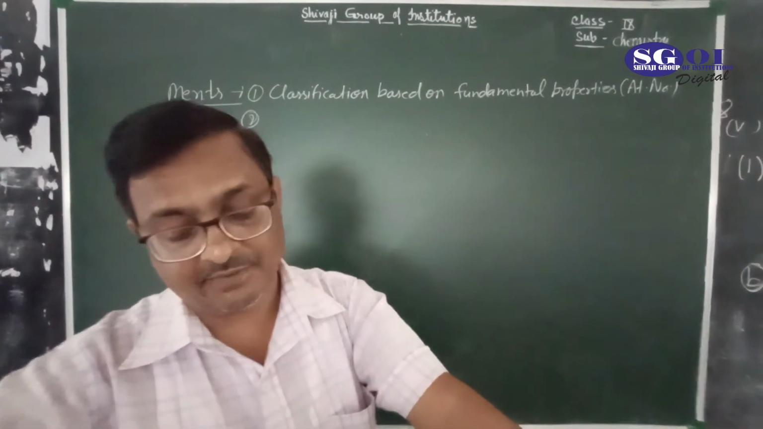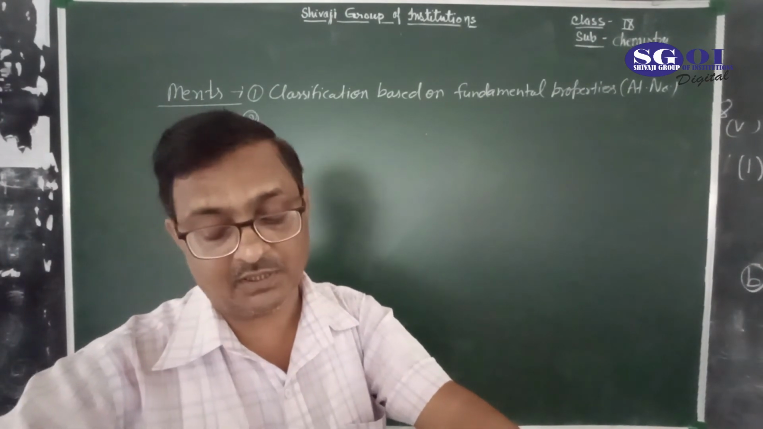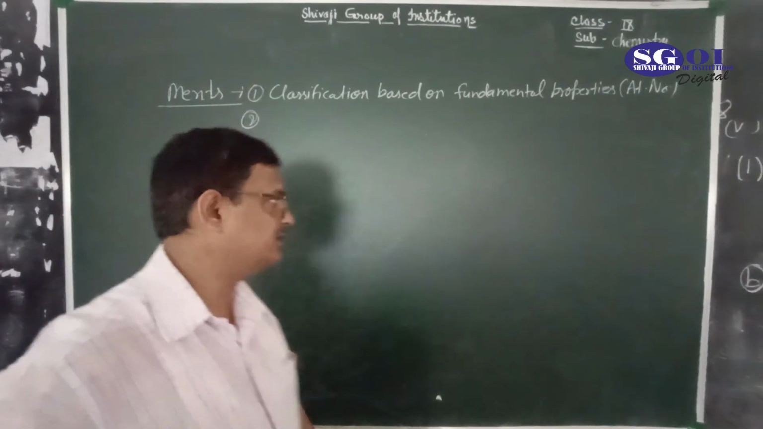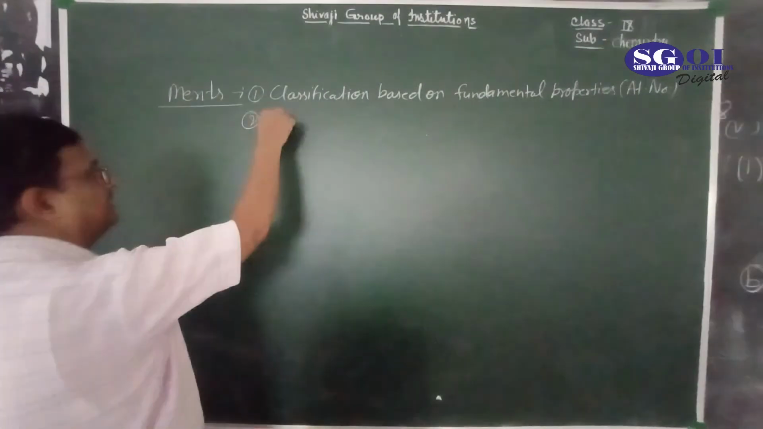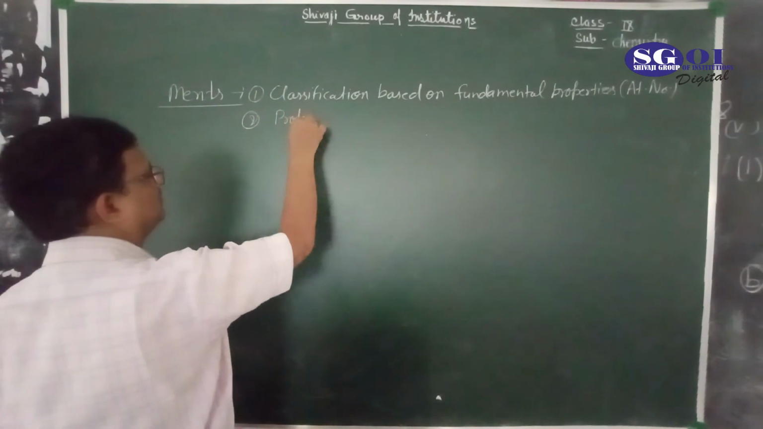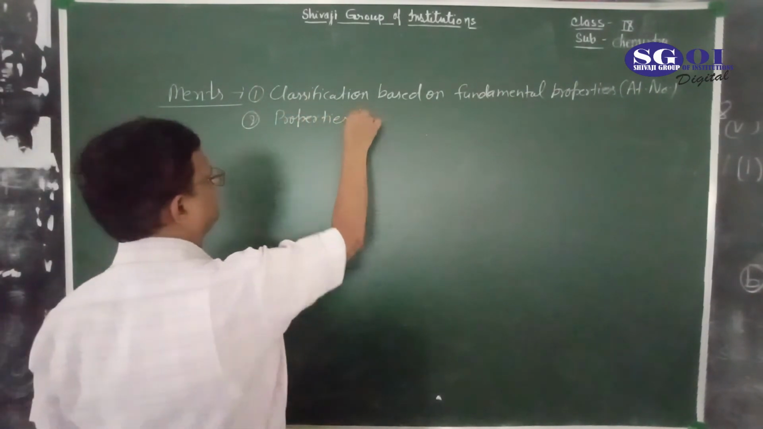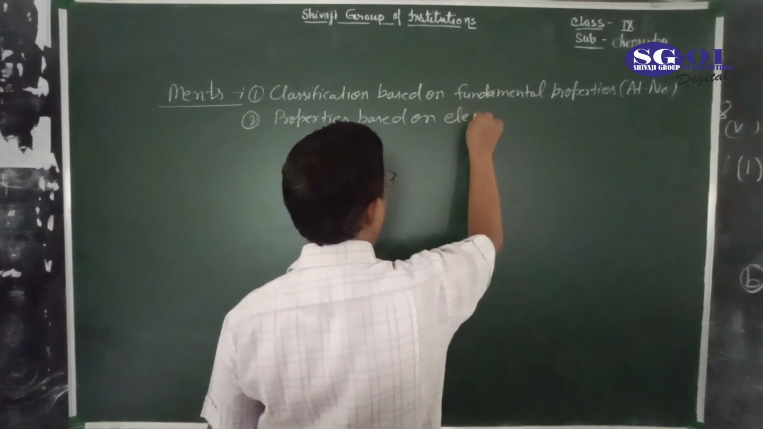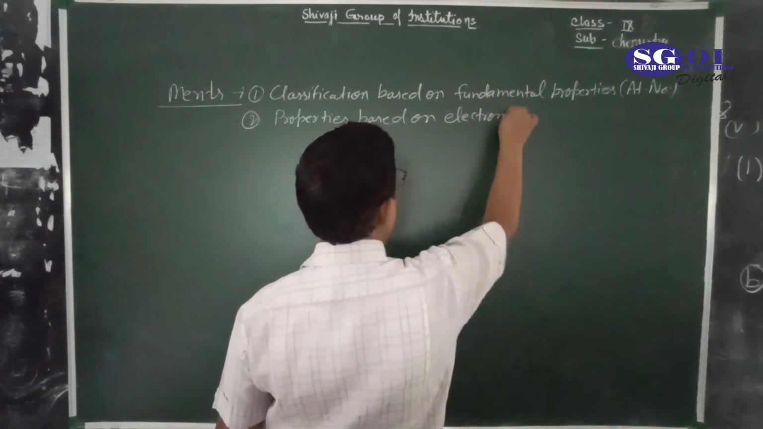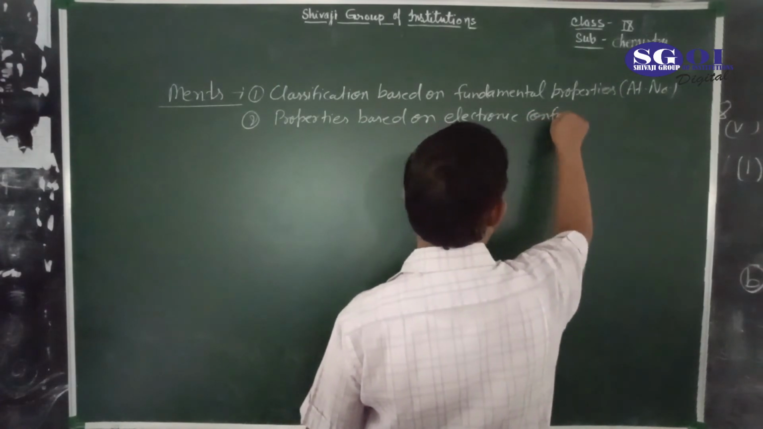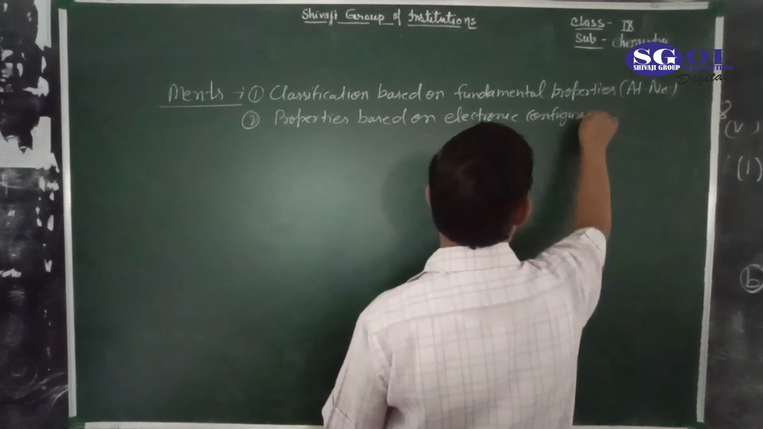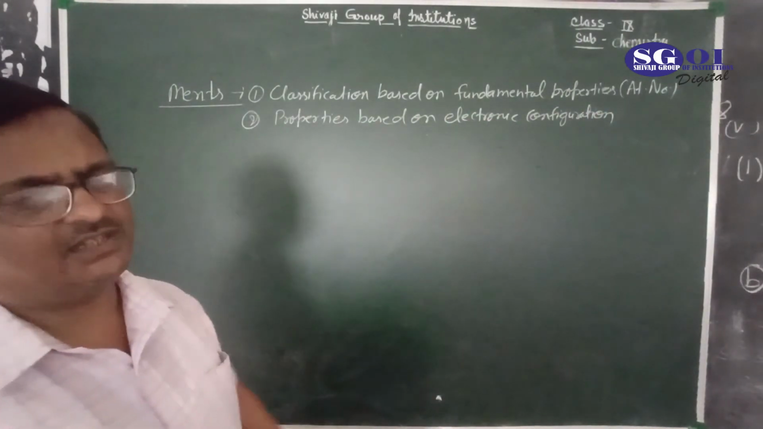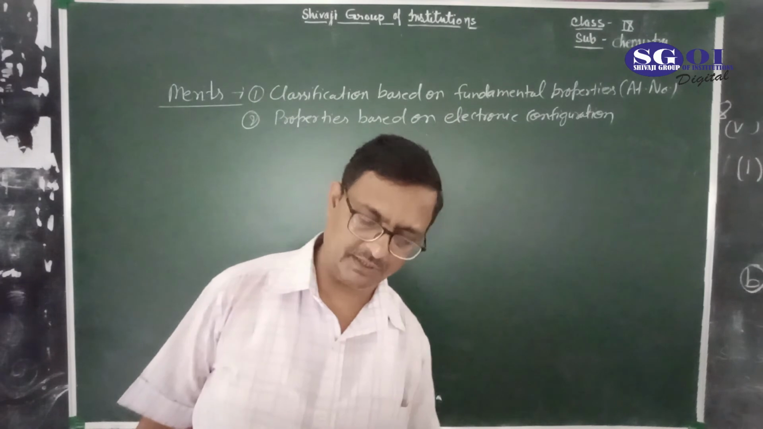And variation and similarities in properties of elements in terms of electronic configuration, means properties based on electronic configuration. Okay, so these are the merits of the long form of the periodic table.